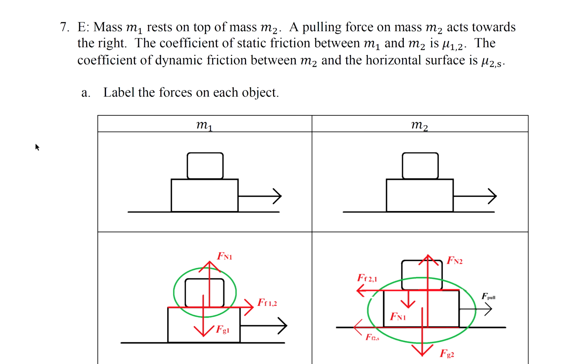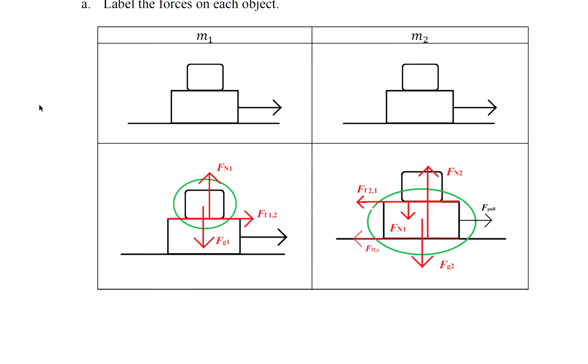Question 7. Mass M1 rests on top of mass M2. A pulling force on mass M2 acts towards the right. The coefficient of static friction between M1 and M2 is mu12. The coefficient of dynamic friction between M2 and the horizontal surface is mu2, comma s. S means surface, mass 2 and the surface. So part A, label the forces on each object.